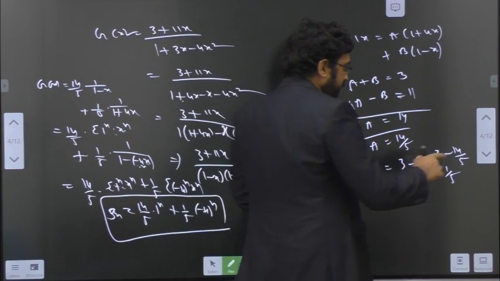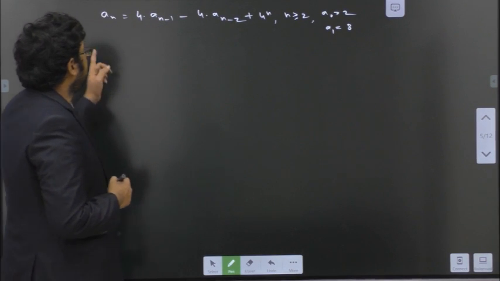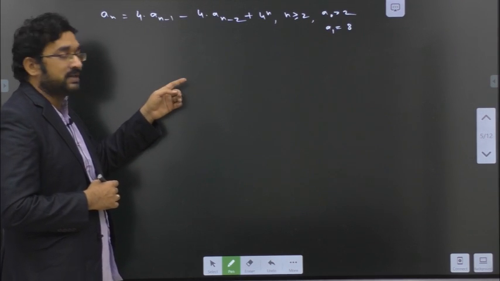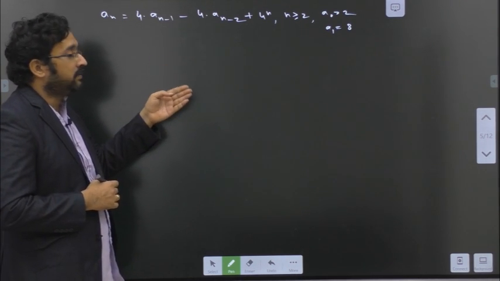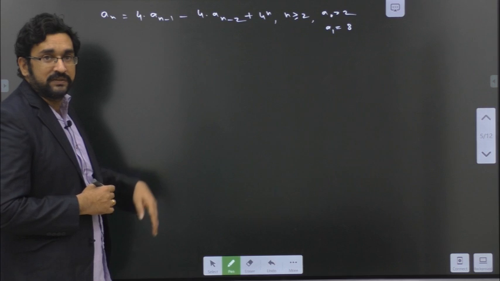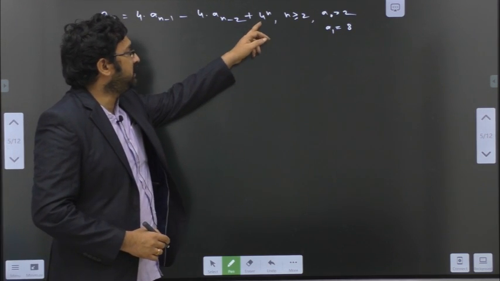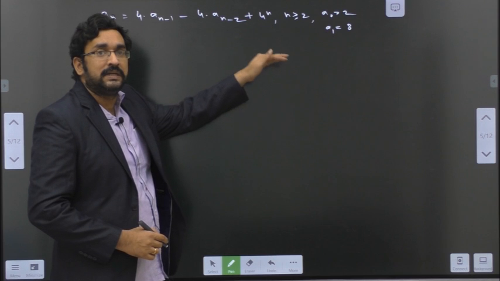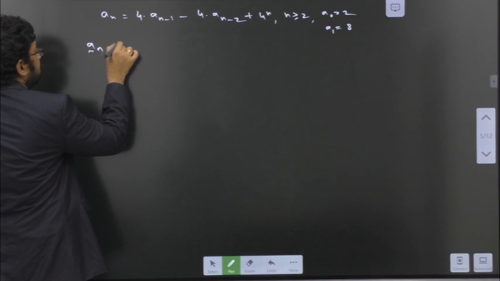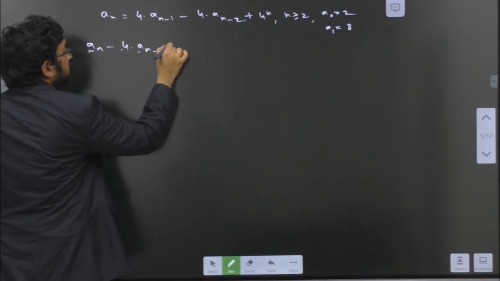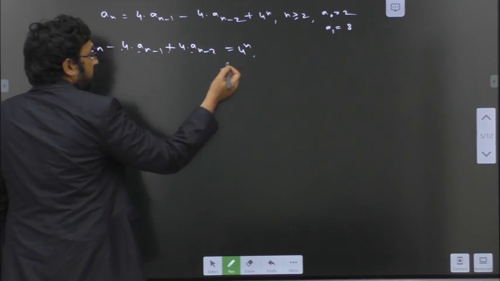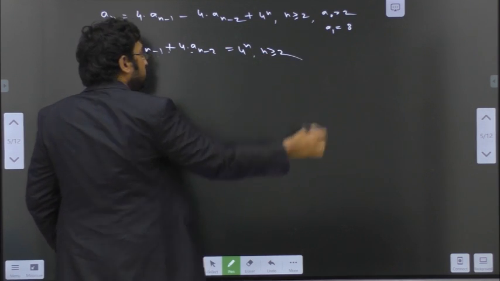Now see one more problem. Solve the linear recurrence relation a n equal 4 into a n minus 1 minus 4 into a n minus 2 plus 4 power n with n greater than or equal to 2 and a0 equal to 2 and a1 equal to 8. So as it is non-homogeneous, we have to keep 4 power n on the right side, take remaining terms to the left side. So it will become a n minus 4 into a n minus 1 plus 4 into a n minus 2 equal 4 power n with n greater than or equal to 2.